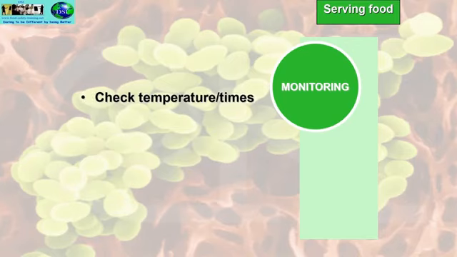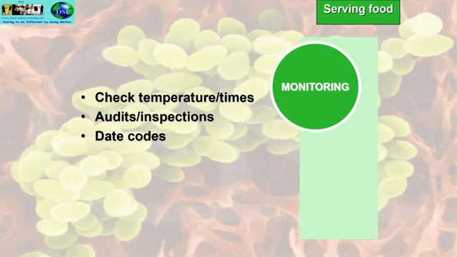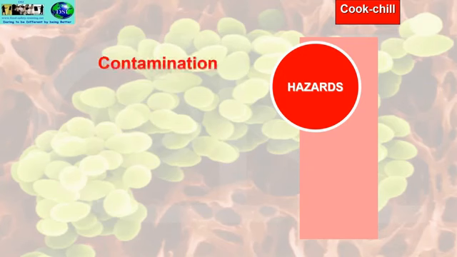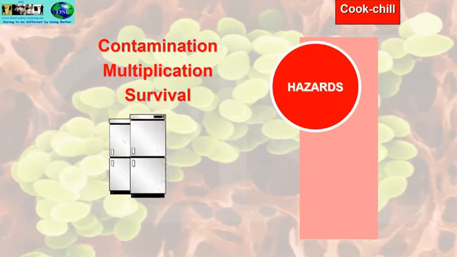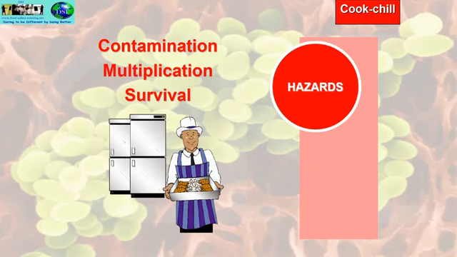Monitoring again, check temperatures and times, and audits and inspections. Also date codes and looking at the condition of food. So again, using our organoleptic sensors. Cook chill. This is where food is cooked specifically to use as a cold product. So it's cooked, it's chilled, refrigerated, then kept cold. And hazards here include contamination, multiplication, and survival.